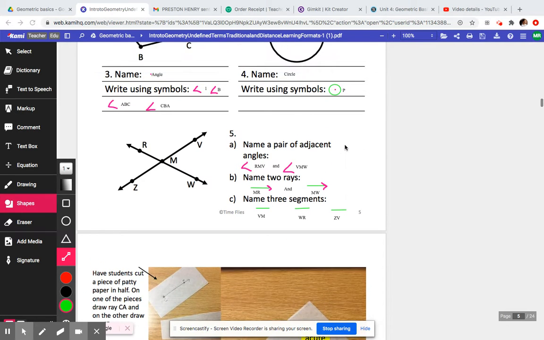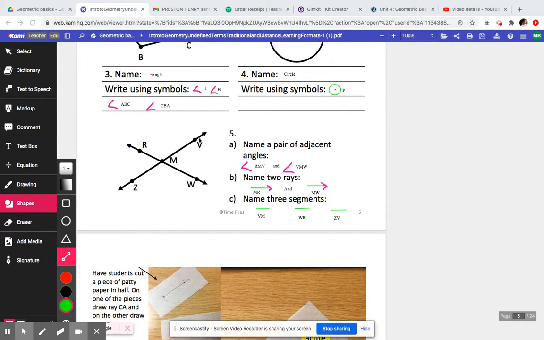You're going to do A, B, and C on your own first, but I also have some examples here for you, though there's all kinds of examples we can use. Name a pair that have adjacent angles. Pairs are adjacent when they share a common ray, but they don't overlap. For instance, angle RMV is adjacent to angle VMW, right? They share the common ray MV, and they don't overlap. So those two are adjacent.